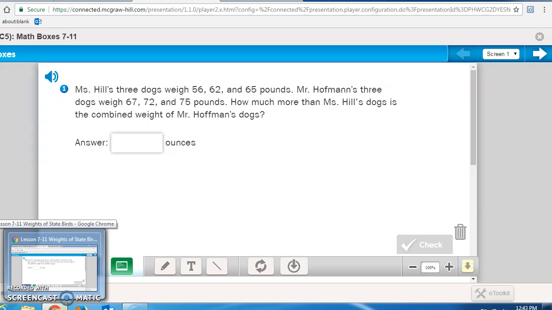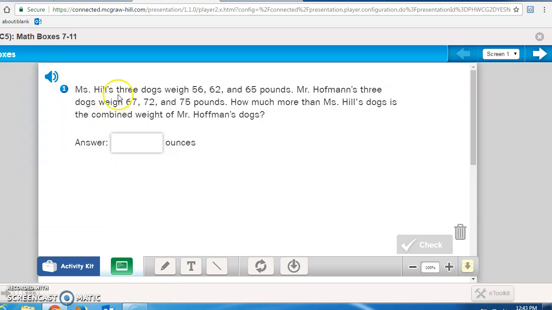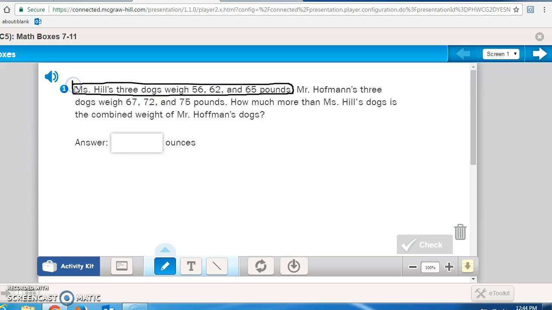This is Math Journal, page 260. Math box 1 reads, Miss Hill's 3 dogs weigh 56, 62, and 65 pounds. Mr. Hoffman's 3 dogs weigh 67, 72, and 75 pounds. How much more than Miss Hill's dogs is the combined weight of Mr. Hoffman's dogs? Well, you're going to have to figure out first Mrs. Hill's weight for her 3 dogs and come up with a total. Then you're going to have to total up Mr. Hoffman's.